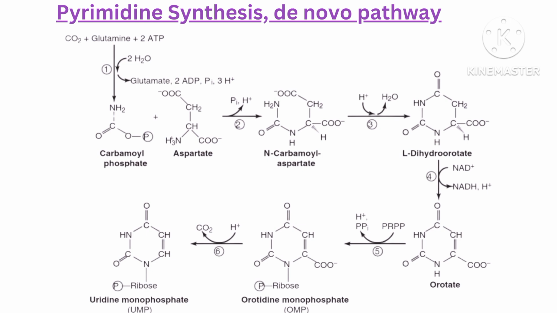The sixth step is decarboxylation to uridine monophosphate, UMP. The enzyme is orotidine 5-phosphate decarboxylase. The reaction is orotidine monophosphate to produce UMP + CO2.